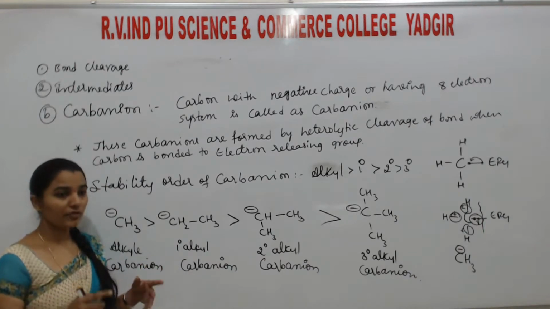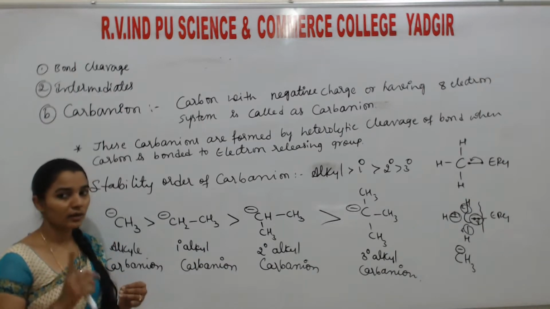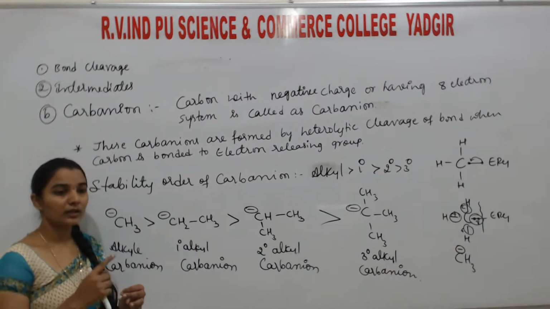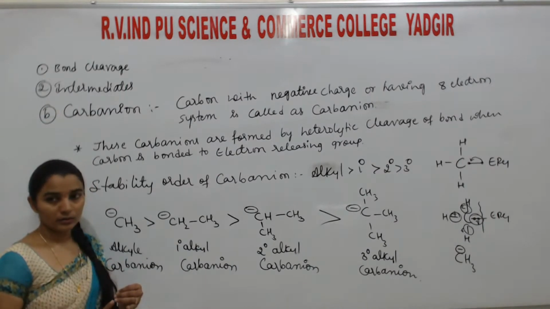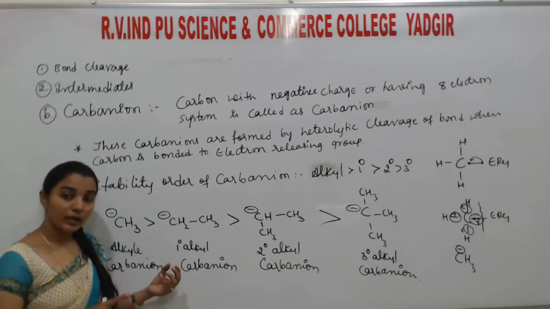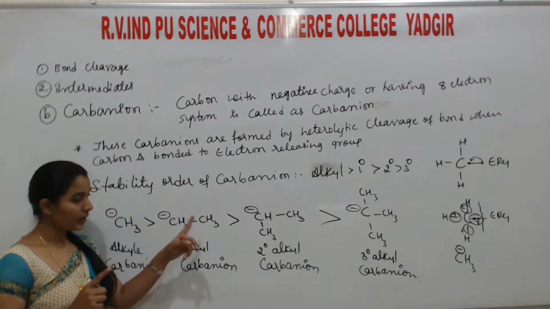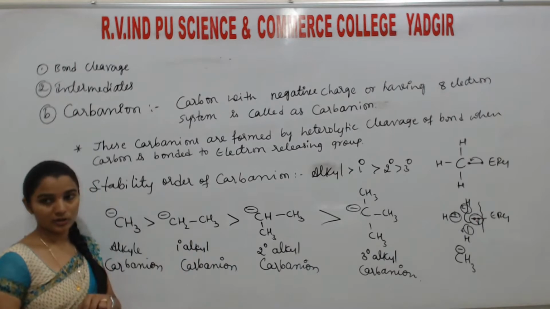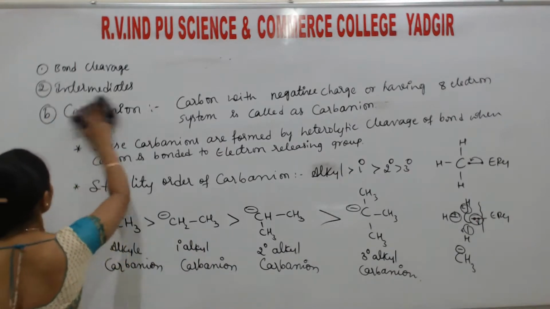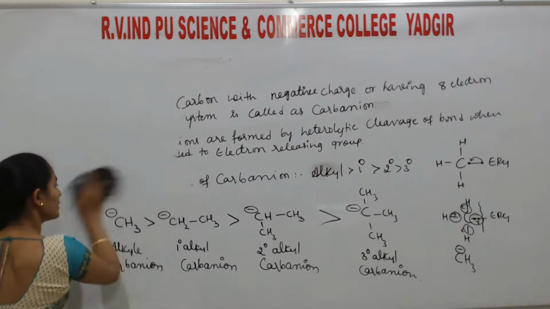So stability for carbocation: tertiary greater than secondary greater than primary greater than alkyl. For free radical: tertiary greater than secondary greater than primary greater than alkyl. For the carbon ion: alkyl is greater than primary, greater than secondary, greater than tertiary. This is the stability. So I will write the whole chart for intermediates, then it seems easy to you people. Write down the chart.